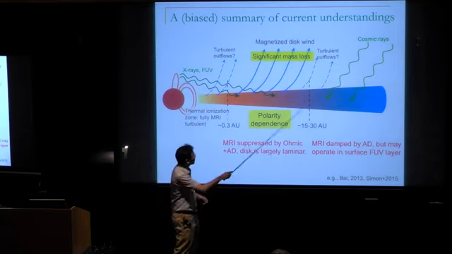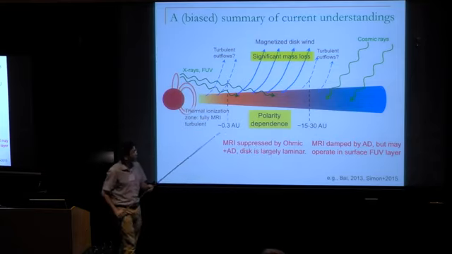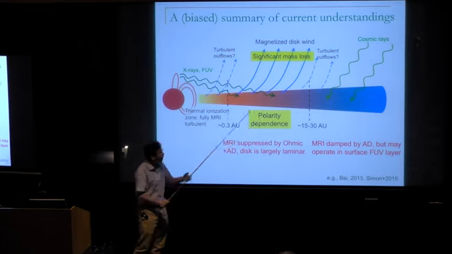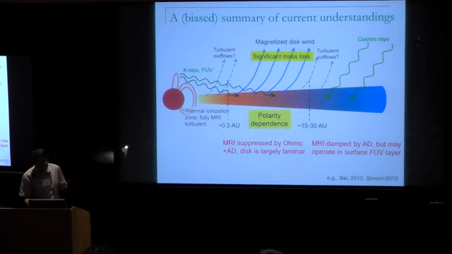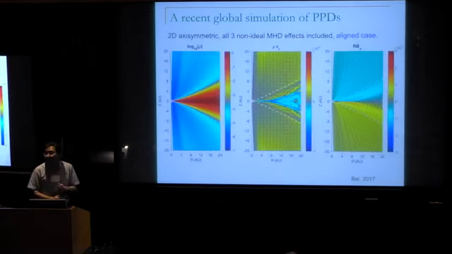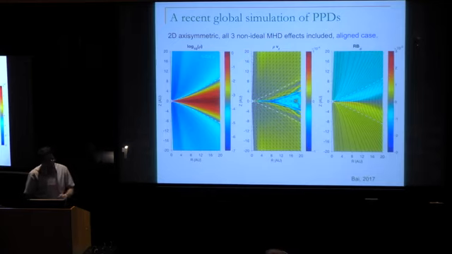Then there's also a surface layer: if FUV is able to penetrate into the surface, that may give some stronger turbulence toward the surface. So that's the current understanding. And here I'm showing you the recent global simulation that includes all three non-ideal MHD effects.